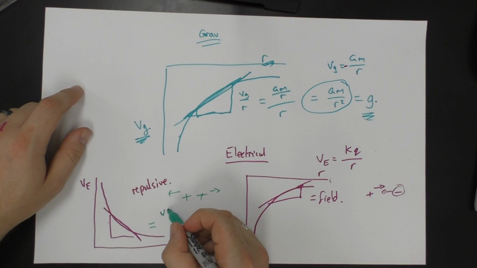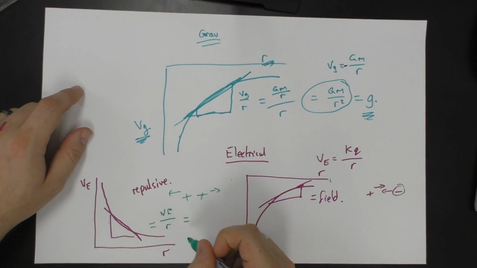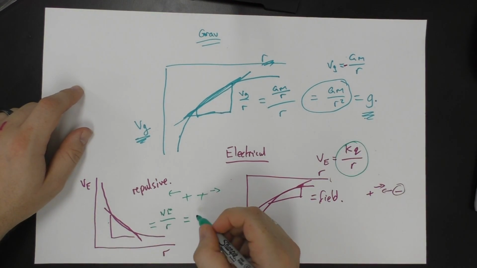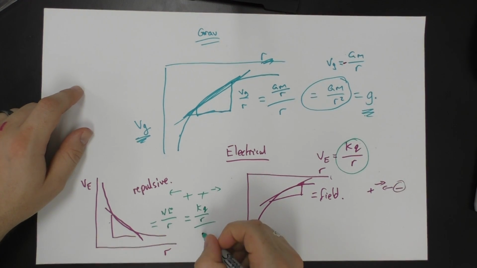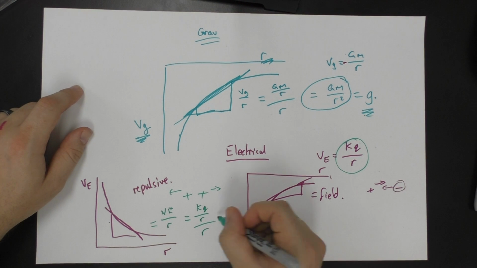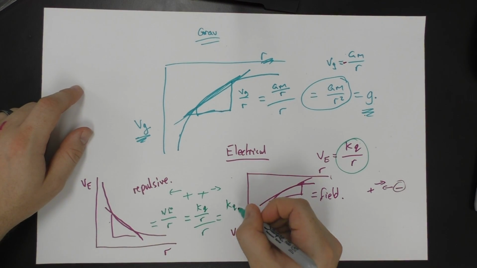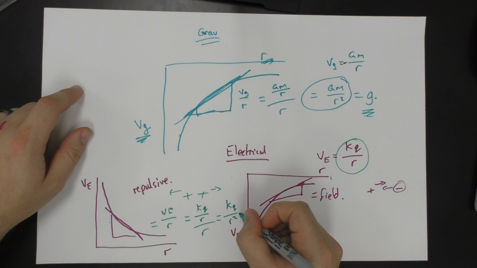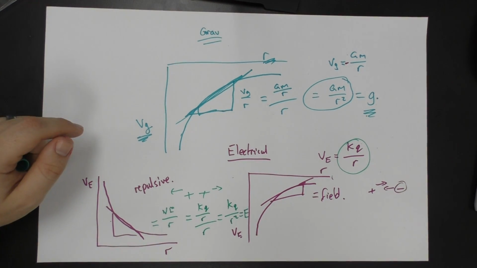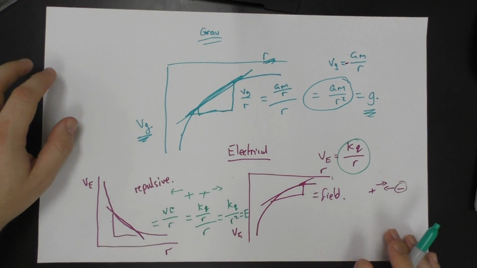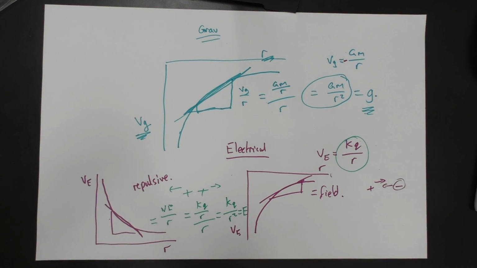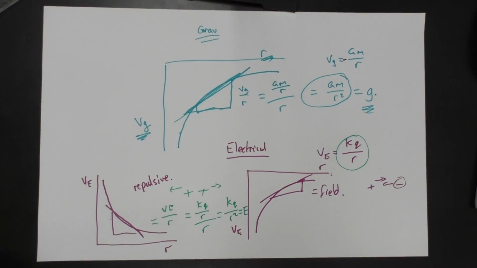So I'm doing VE over R. Well, VE is KQ over R divided by R. Well, if I rewrite that, that's just KQ over R squared. Voila, that's the field strength. That's the electric field strength at any point in that field. So again, a really, really useful observation to make from these graphs here.